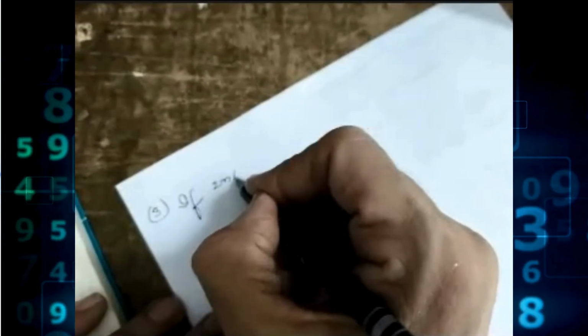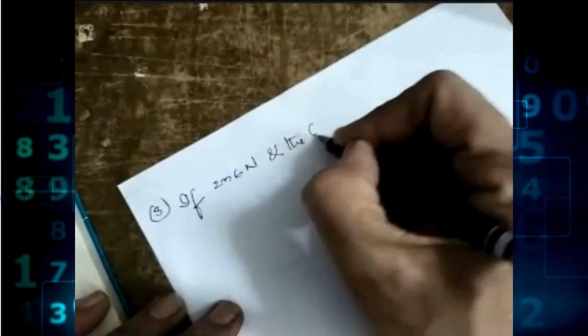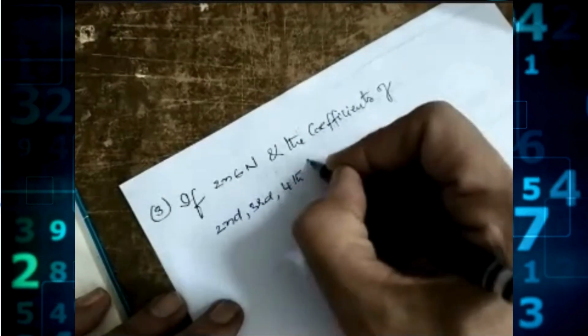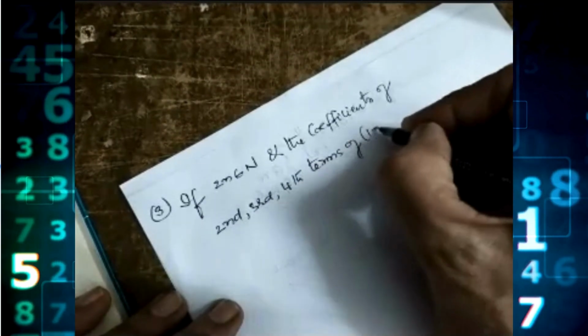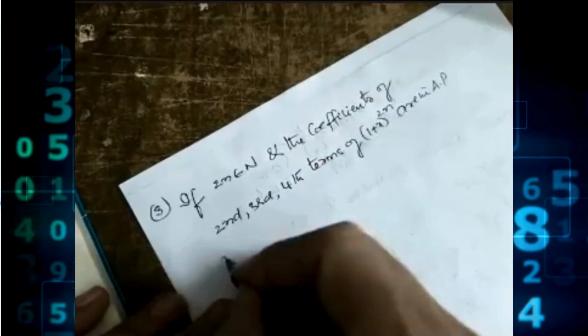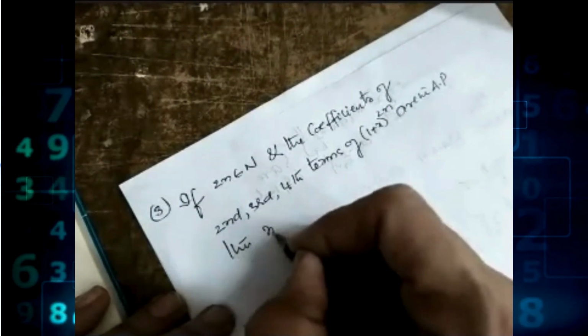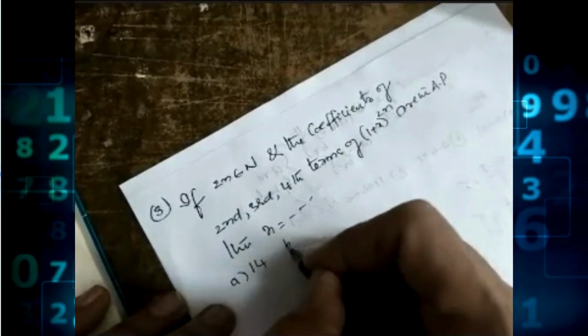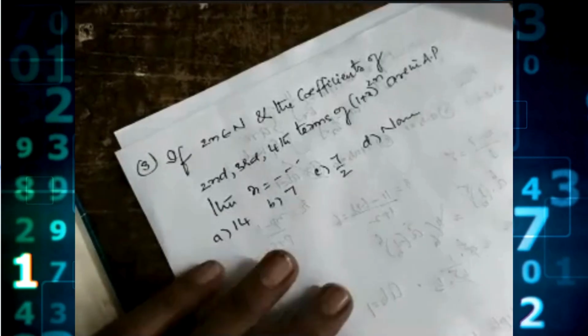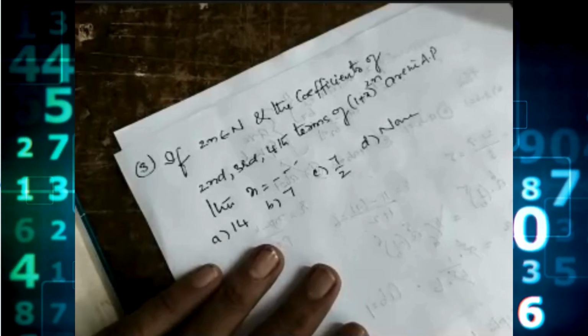If 2n belongs to N and the coefficients of the second, third, fourth terms of (1 plus x) whole to the power of 2n are in AP, then n is equal to: first option 14, second option 7, third option 7 by 2, fourth option none. What is the right option?